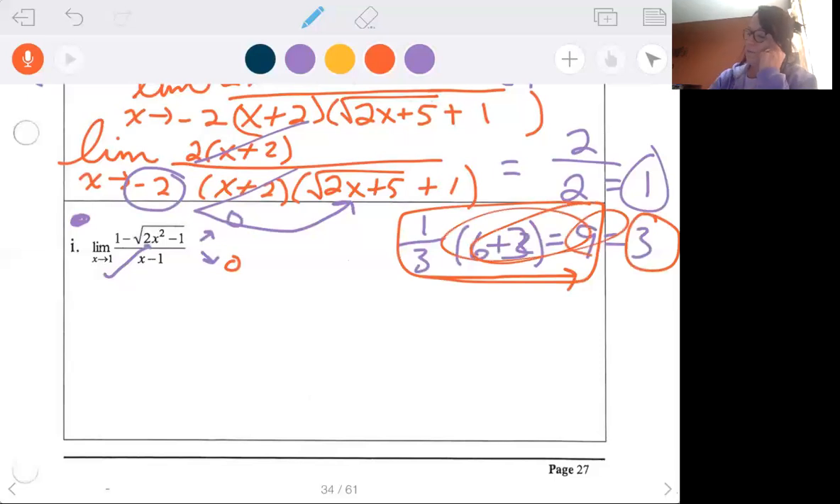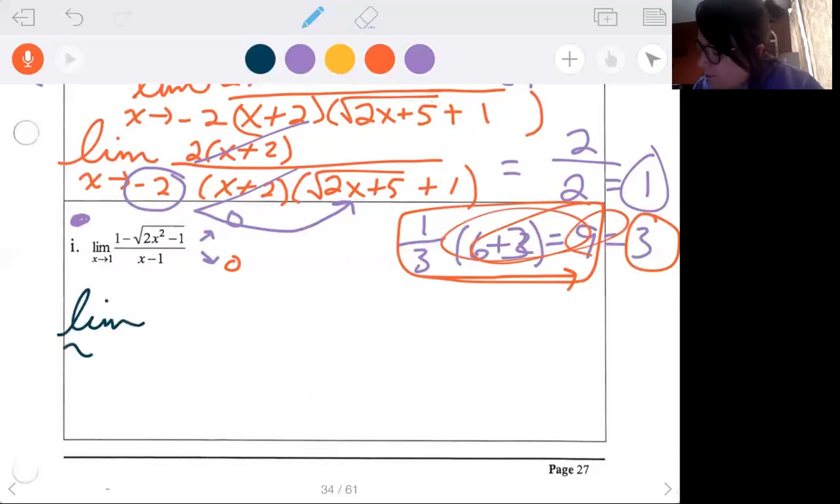So now we go up 0 over 0. We have ourselves a hole in the graph for sure. I need to figure out where it is without graphing. So this isn't a factor-and-cancel one, but it's the conjugate one. The trigger for that is when you see that radical.